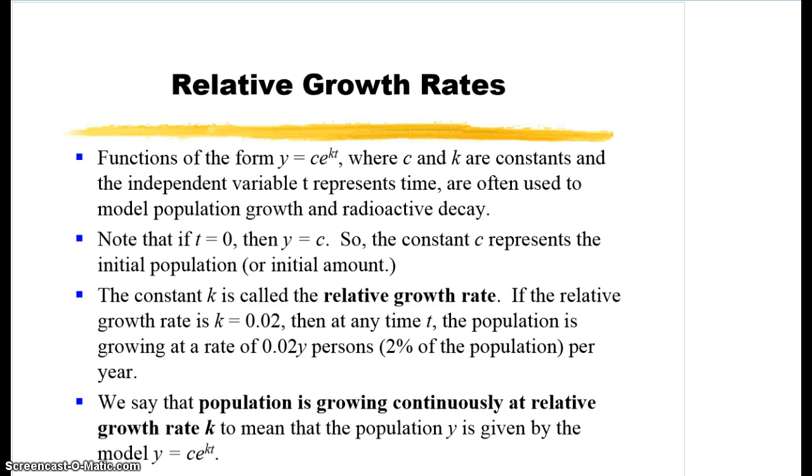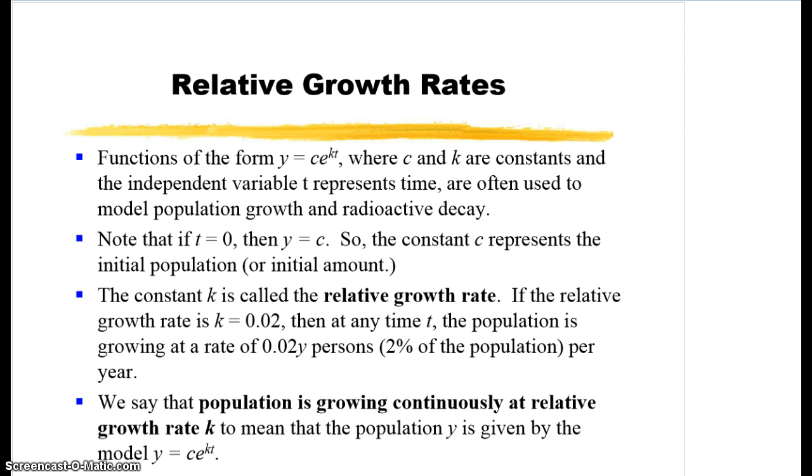So first we start by looking at relative growth rates. Functions of the form y equals c times e to the kt, where c and k are constants, and the independent variable t represents time, are often used to model population growth and radioactive decay. Okay, two popular application topics. Note that if t is 0, then y is equal to c, just the constant c. So the constant c represents the initial population, or the initial amount that you start with.